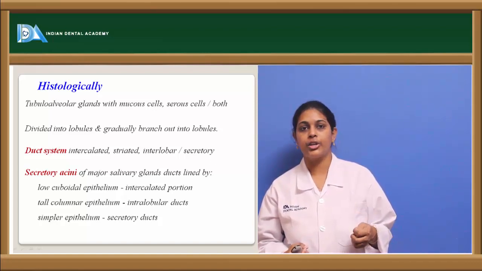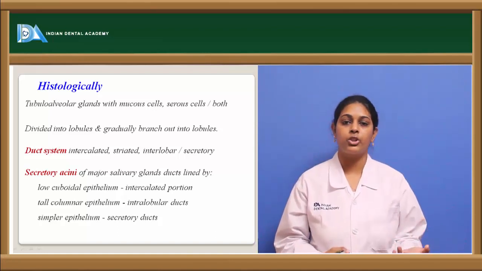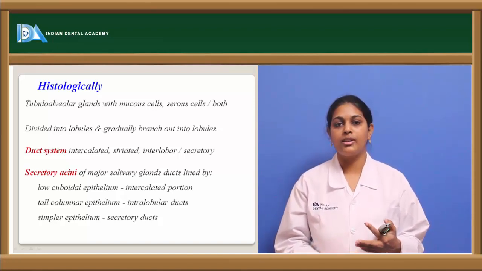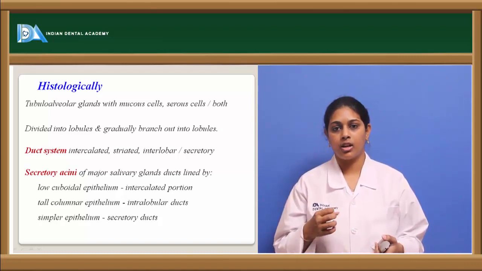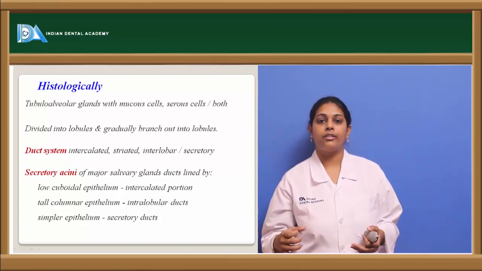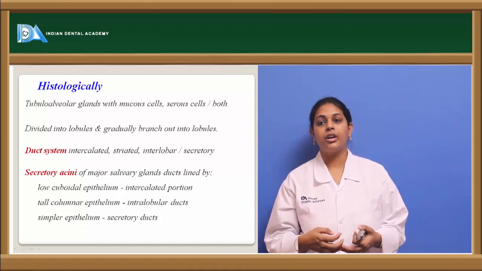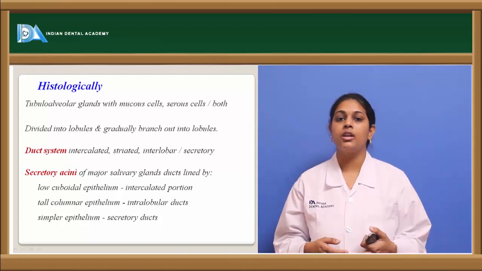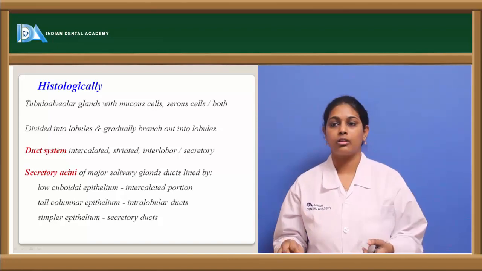And this salivary gland tissue is usually divided into lobules, and these lobules further branch out and result in the formation of smaller lobules. So the salivary gland usually consists of two systems. One is the ductal system, one is the acinar system. The ductal system majorly divides into an intercalated duct, and this intercalated duct further divides into a striated duct, and then this striated duct further divides into the interlobar, or otherwise known as excretory duct, which is present in between the lobules, so it is known as the interlobar duct.